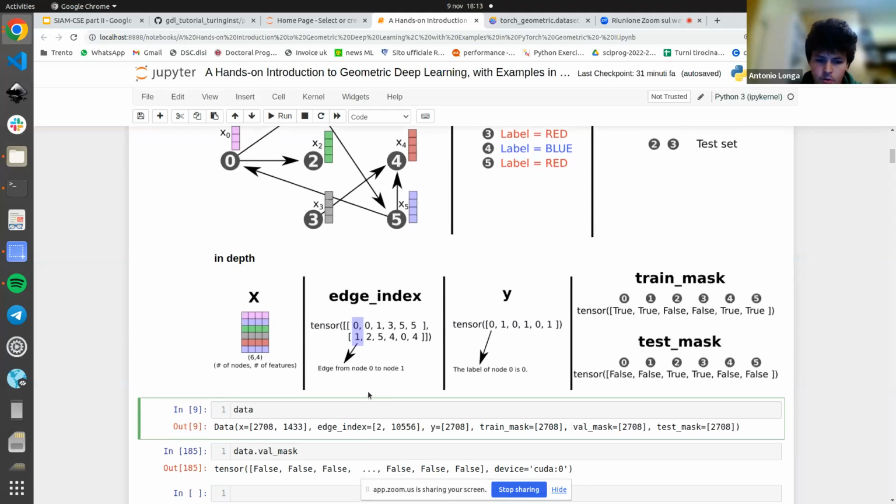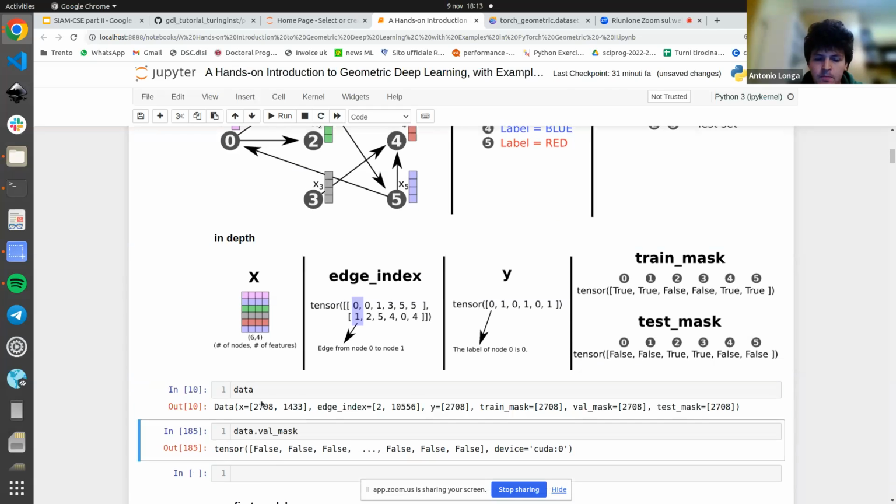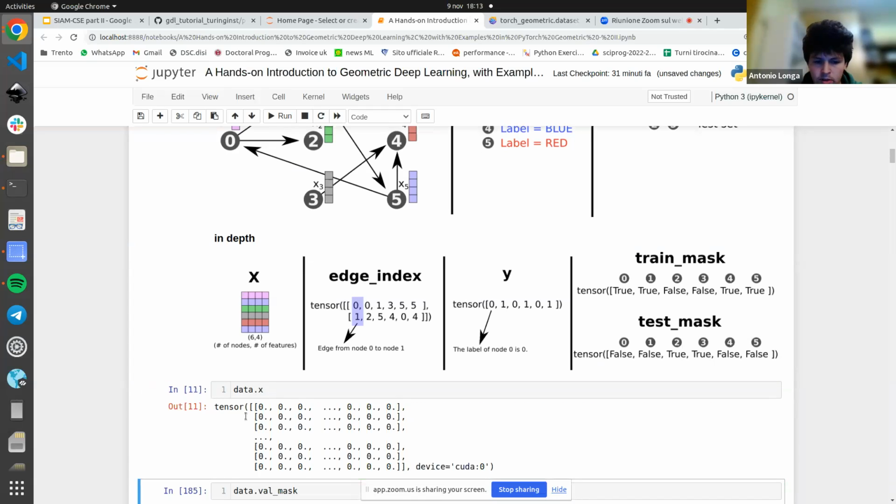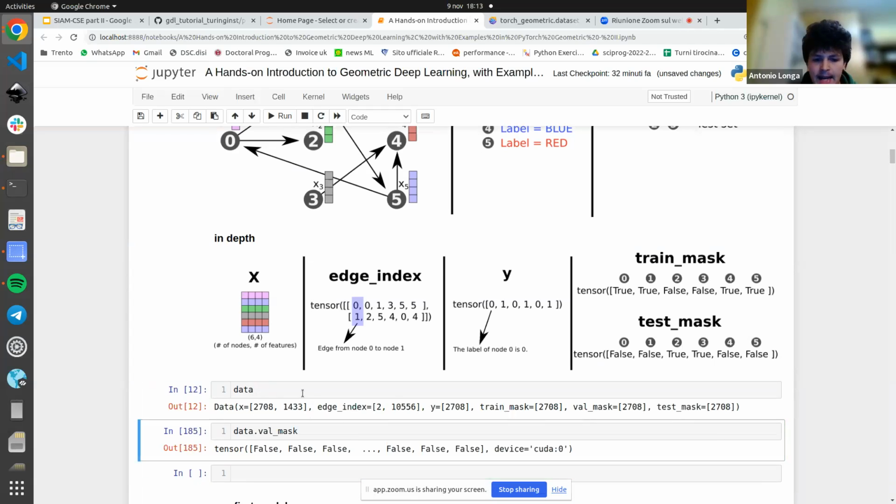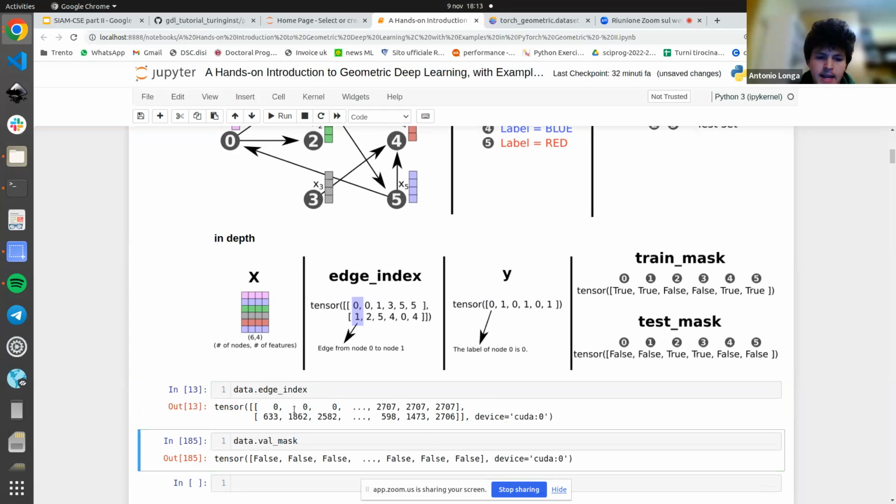Thank you. So back on our object, we have our data. We already saw that the X contains these features. So the tensor is quite huge. You can see only zeros, but there are numbers inside. And then we have our edge index. Here you can see that, for instance, there is an edge going from node 0 to node 633, from node 0 to this node here, and so on and so forth.